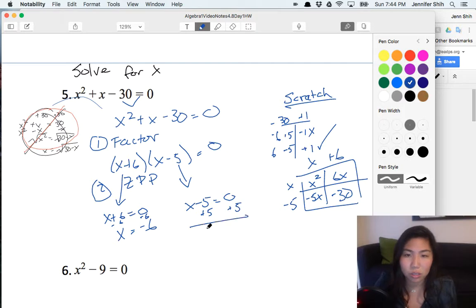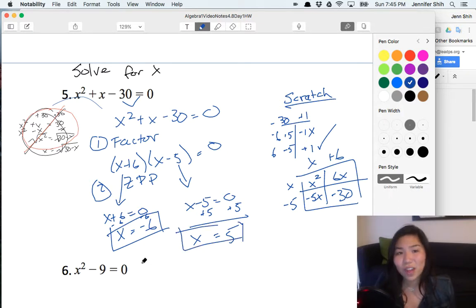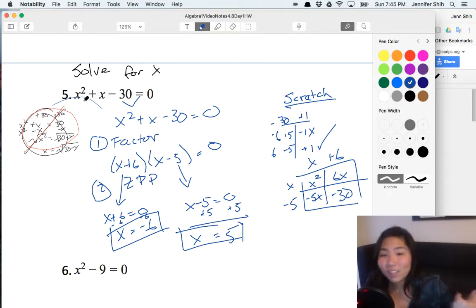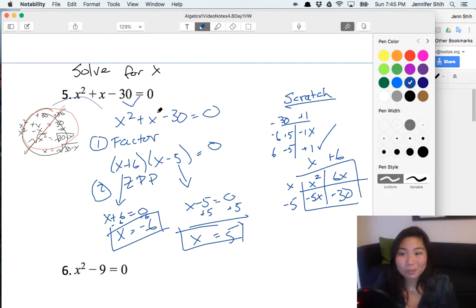I guess I'll still show you guys this. All right, so my two answers are x is equal to negative 6 and x is equal to positive 5. And if you go back and plug in negative 6 and 5 into this equation, you will end up getting 0 for your answer, which is great. One more example before a summary.